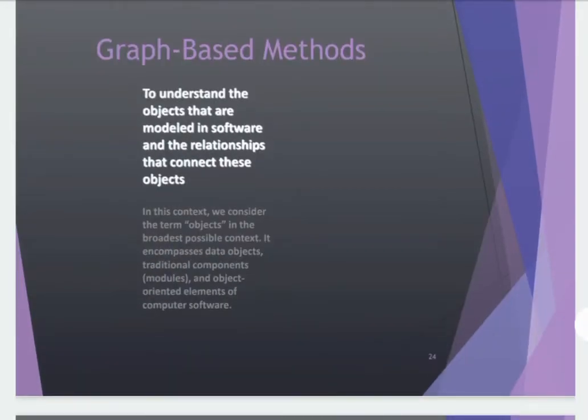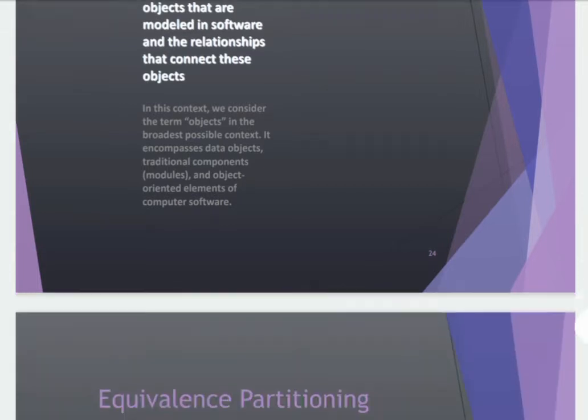Now the next one is the graph based method. Graph based methods are used to understand the objects that are modeled in the software and the relationships that connect these objects. In this context, we consider the term objects in the broadest possible context. It encompasses data objects, traditional components, modules, and object-oriented elements of the computer software.